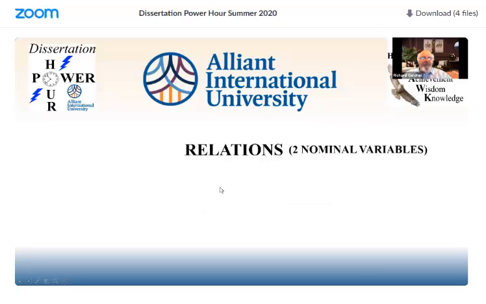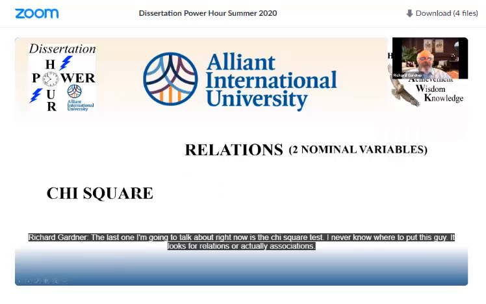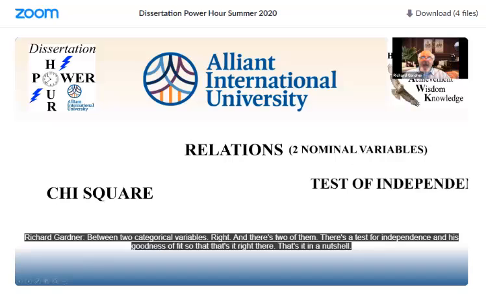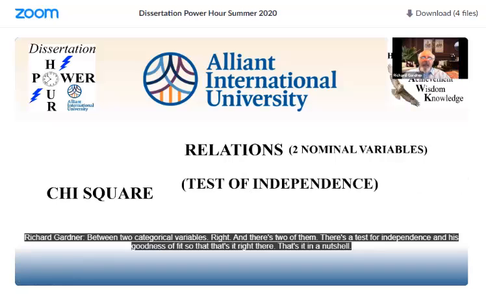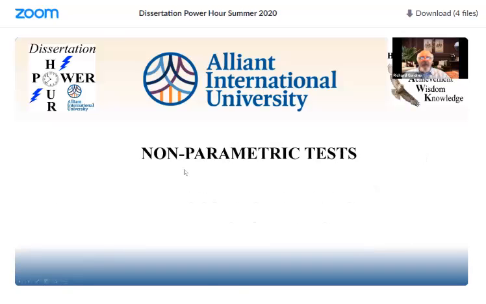And the last one I'm going to talk about right now is the chi-square test. I never know where to put this guy. It looks for relations, or actually associations, between two categorical variables, right? And there's two of them. There's a test for independence and there's a goodness of fit. So that's it right there. That's it in a nutshell.